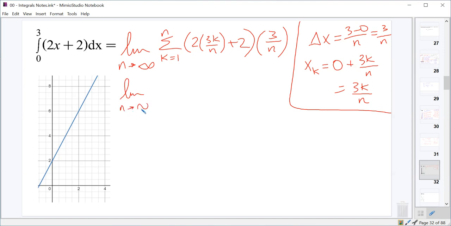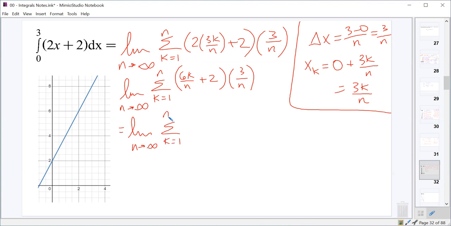We've got a limit as n approaches infinity of the sum from k equals 1 to n. Well, this now is 6k over n plus 2 times 3 over n, which becomes that same limit and that same summation, except this time we'll distribute the 3 over n through, so that'll give us 18k over n squared plus 6 over n. And now this looks very similar to what we were dealing with in the last one.